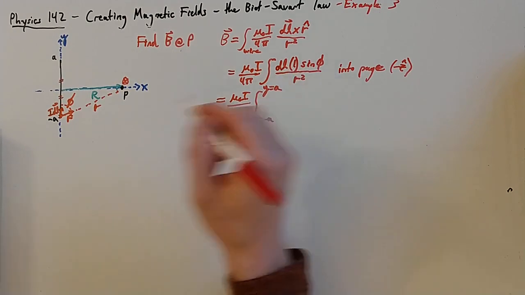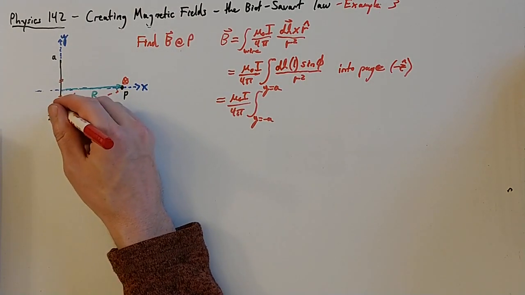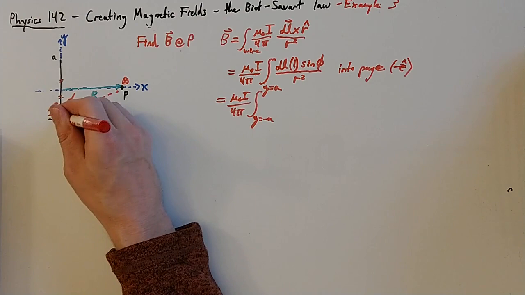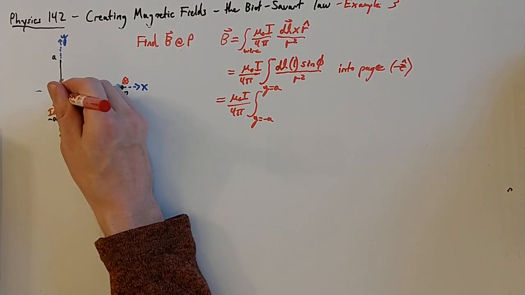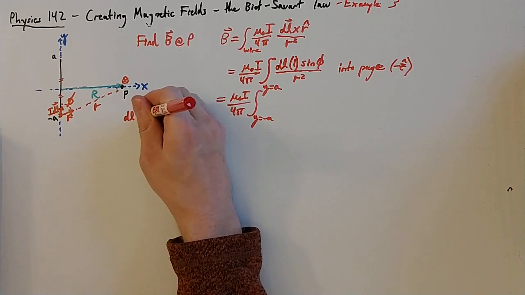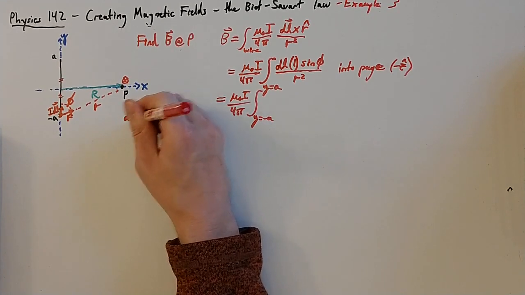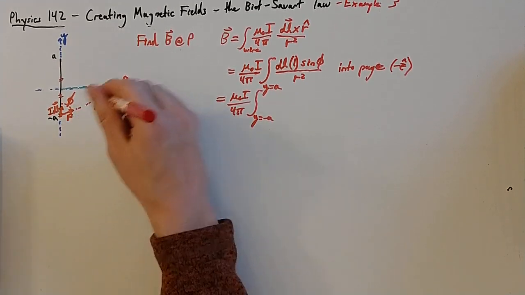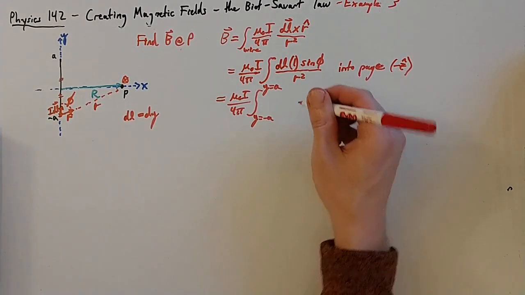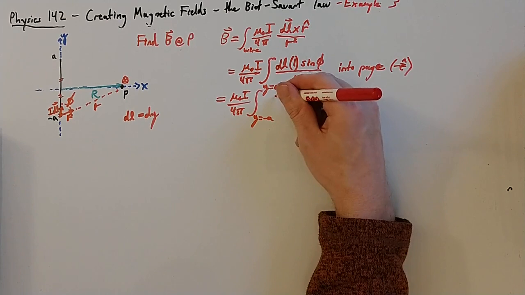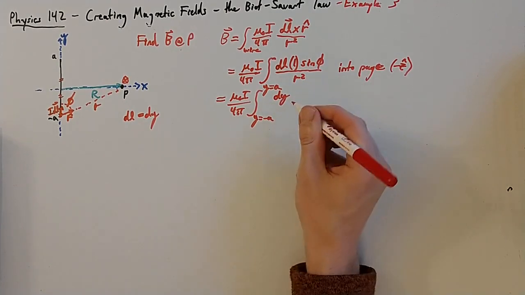So dl, how is dl related to dy? Well, dl is just a little bit of space in the y direction. It's just a little chunk in the y direction. So we could just replace that directly with dy because it's in the y direction nicely. So dl, let's just go ahead and replace that with a dy.